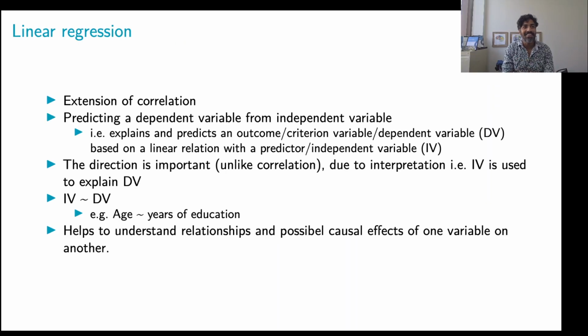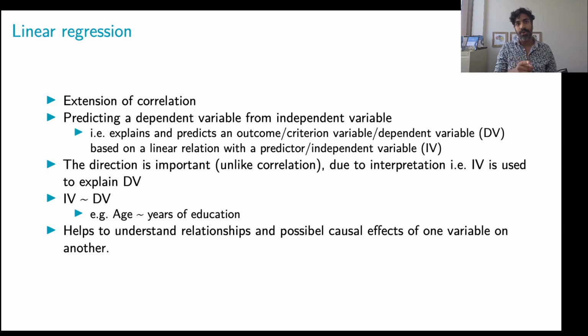So linear regression is really an extension of correlation, and they're interrelated concepts. This is where you're predicting a dependent variable from an independent variable. As a reminder, the dependent variable is your outcome measure, or what you're measuring. The independent variable is what's changing. So it explains and predicts an outcome, criterion variable, dependent variable. These are all the same words used in different contexts, but whenever you hear the word outcome or criterion or dependent, that's all related to dependent variables, based on a linear relation with a predictor or independent variable.